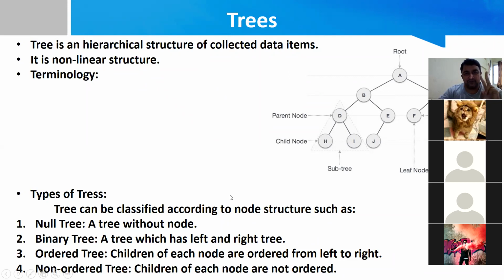A tree consisting of two nodes is said to be a binary tree. The left side is a node and the right side is a node, and each node will be considered as a tree, that is, a left subtree and a right subtree. In an ordered tree, the children of each node are ordered from left to right. If everything is ordered from left to right, it is said to be an ordered tree. Non-ordered means the nodes are not ordered.